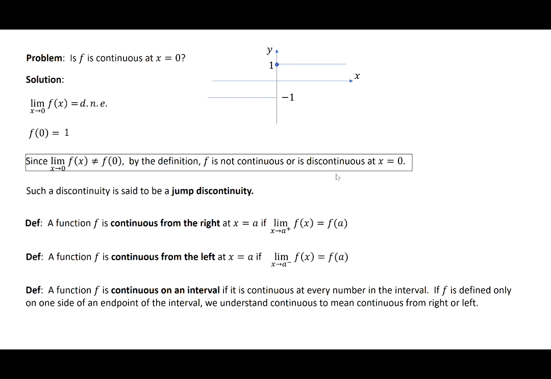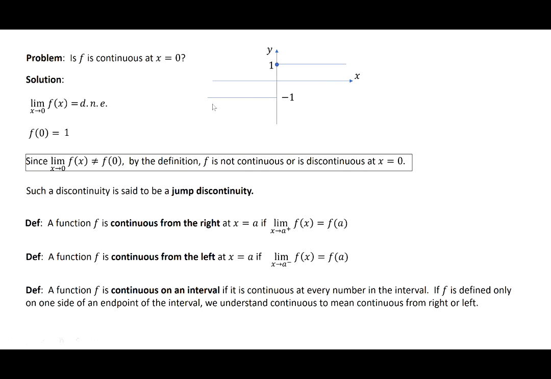Here we are talking about continuity on an interval. Logic says that if a function is continuous at every number or every point in the interval, then the function is continuous on the interval. And if f is defined only on one side of an endpoint of the interval, we understand continuous to mean continuous from right or left. What does that mean? Let's go back to this graph and use it to illustrate what it says there.